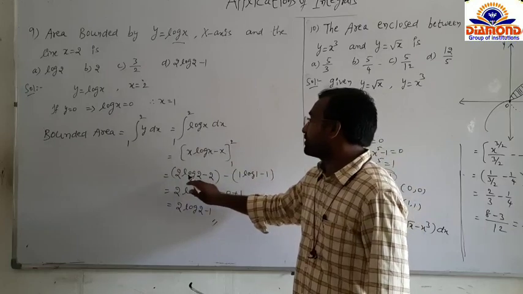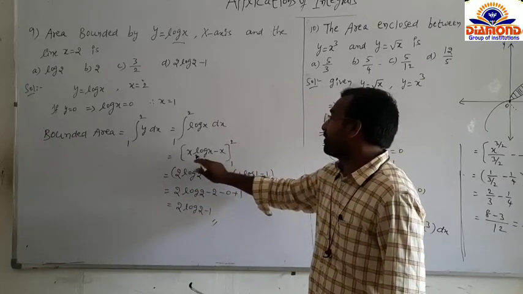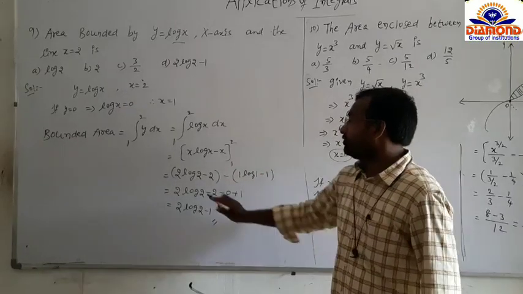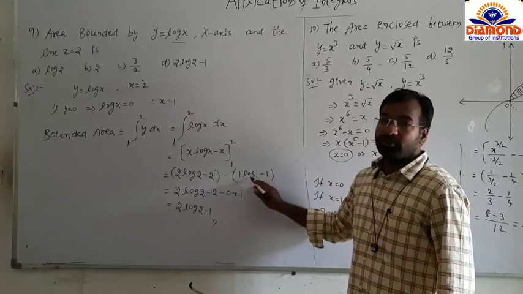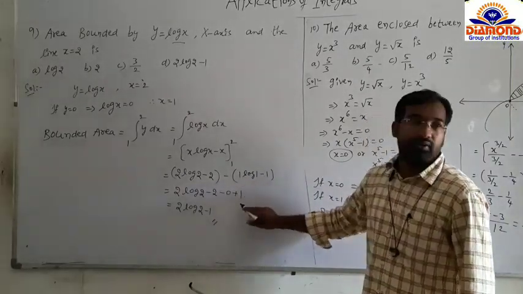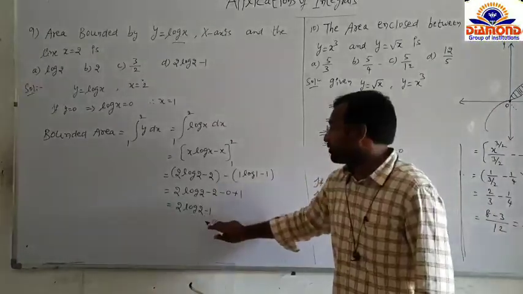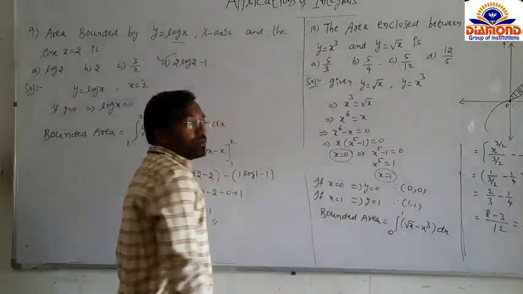First substitute upper limit 2 log 2 minus 2. Minus of lower limit substitute 1, log 1 minus 1. So 2 log 2 minus 2 minus of log 1, value 0. So that's why this term is 0. Next minus of minus 1 is plus 1. So final answer is 2 log 2 minus 1. So option is D. Next problem.